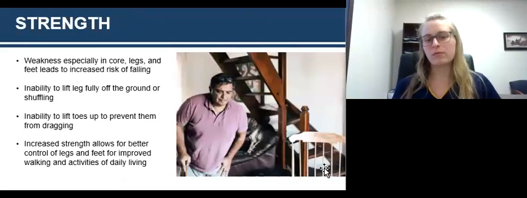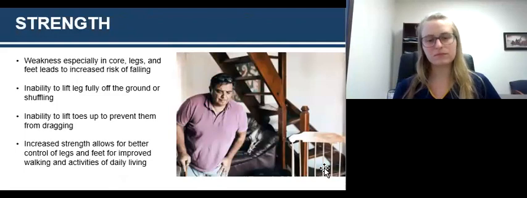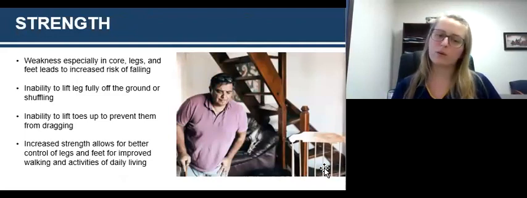Strength is also a very important factor when it comes to maintaining your balance. Weakness in your core, legs, and feet can lead to difficulties with everyday activities like standing and walking. The muscles around your hips help to lift the legs up off the ground. If they are too weak or become weak while you are walking, you could trip and cause a fall.